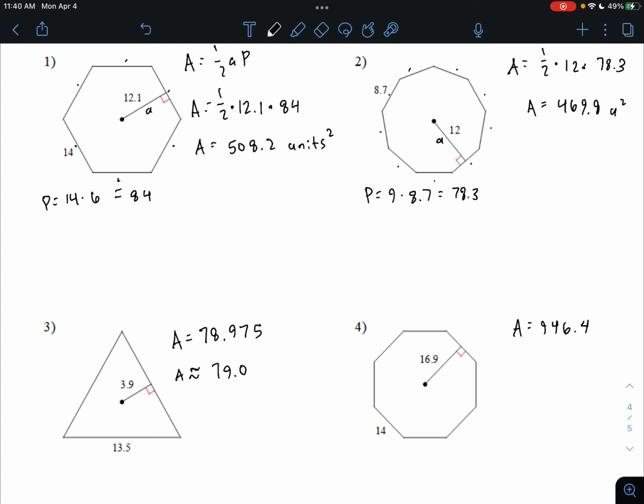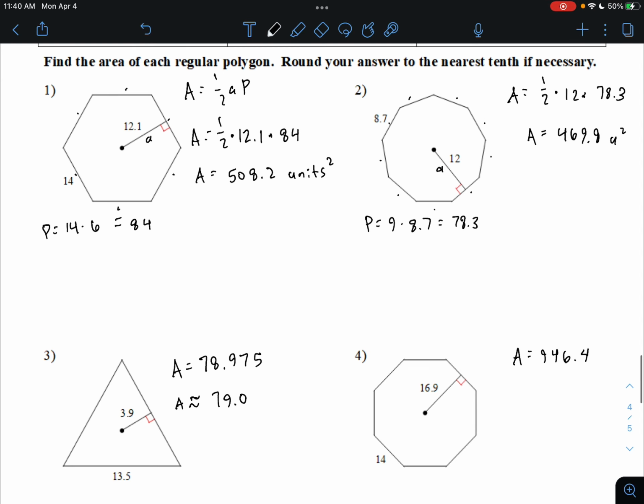If you got both of those questions correct, and you got questions 1 and 2 correct, great job. You should be well on your way to understanding how to find the area of regular polygons. If you missed any of these, take a look at it again. Make sure you found your apothem, make sure you found your perimeter, and make sure you use the correct equation. Look at questions 1 and 2 again. If you need another example, watch the video again. And that's all I have for you.